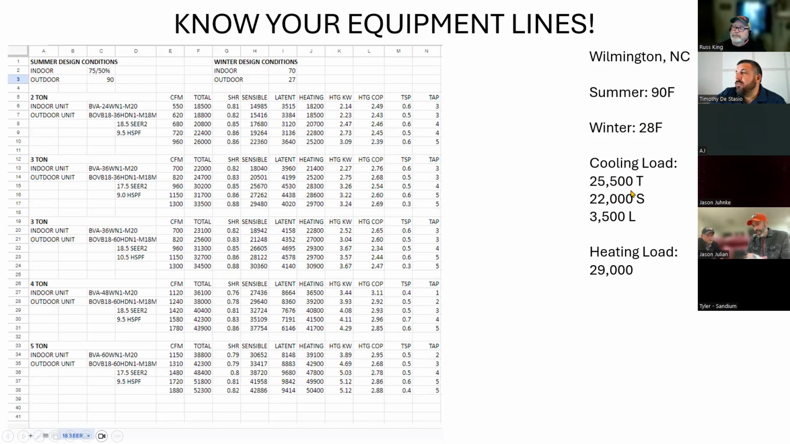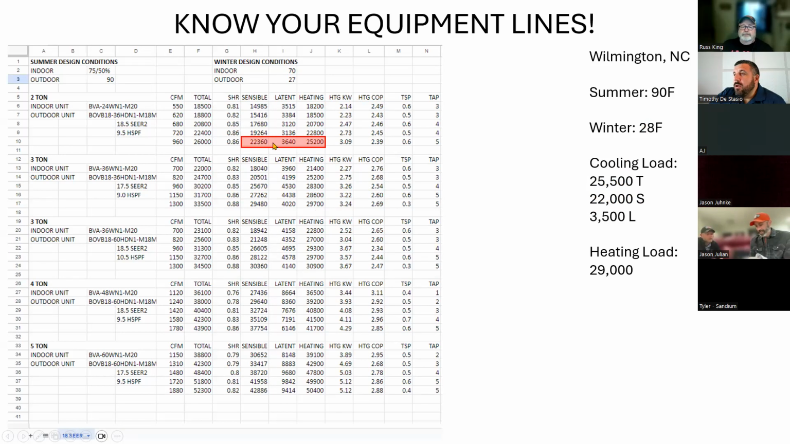I don't pay a lot of attention to our total load. I'm going to look at sensible, and I'm going to find the smallest unit that will meet that sensible load, and I'm going to start there. So what does that do? Well, here's the smallest unit that will meet that sensible load. It's our little 2-ton air handler. This is a 3-ton condensing unit, but you can flip the dip switch and it turns into a 2-ton unit.